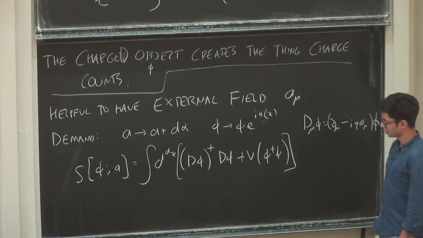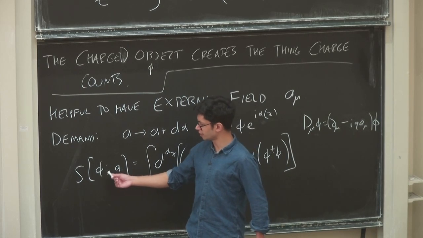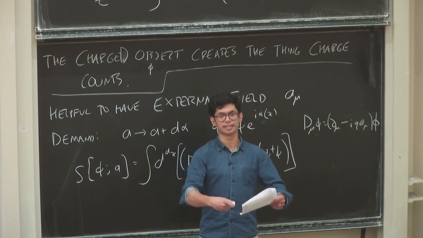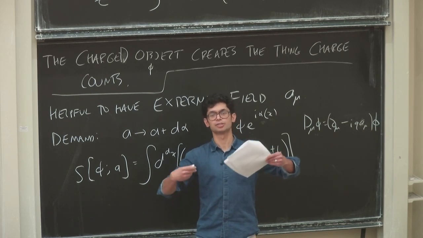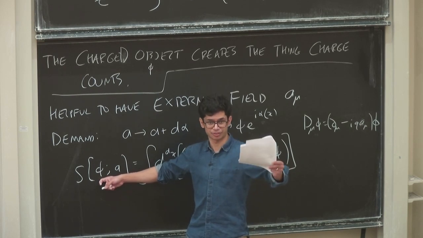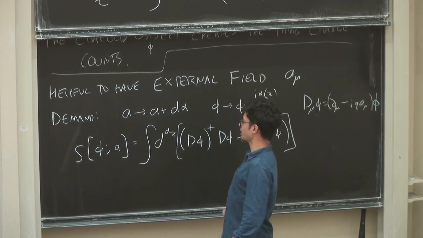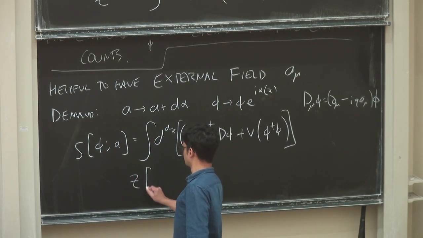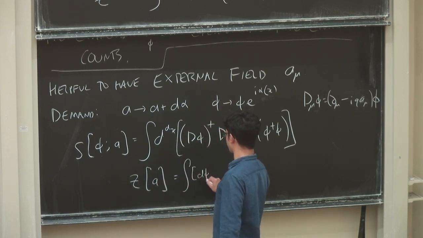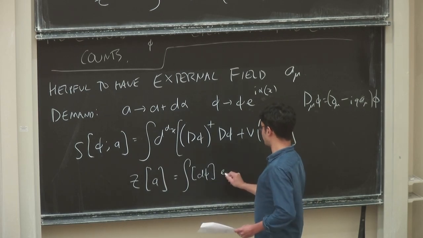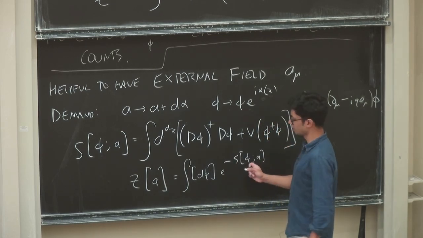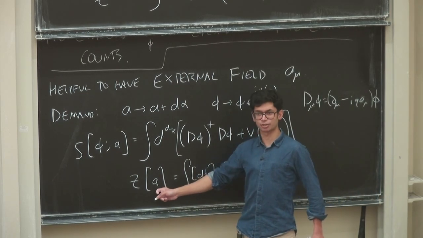Now, I've put a semicolon between these two things in the action because A is an external field that we apply for our convenience. This is just a useful thing for us to do, whereas phi is the dynamical field that exists in the path integral. So when you do the path integral over phi, you keep A around for the ride.